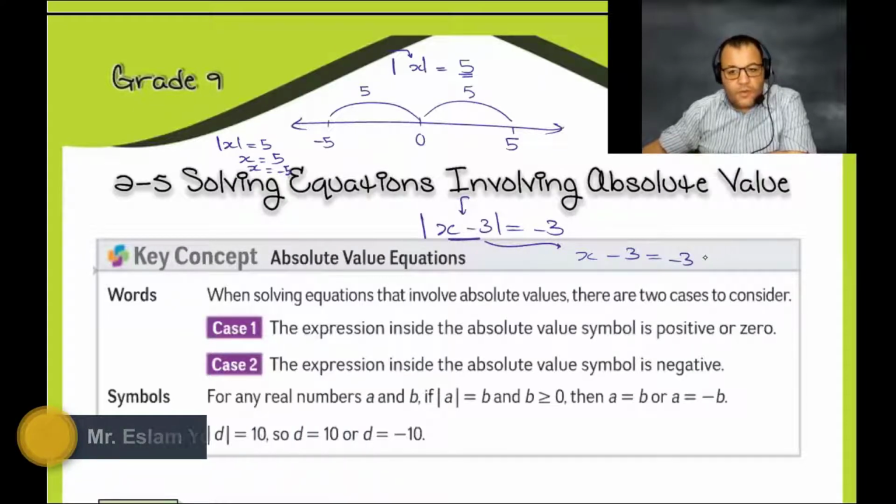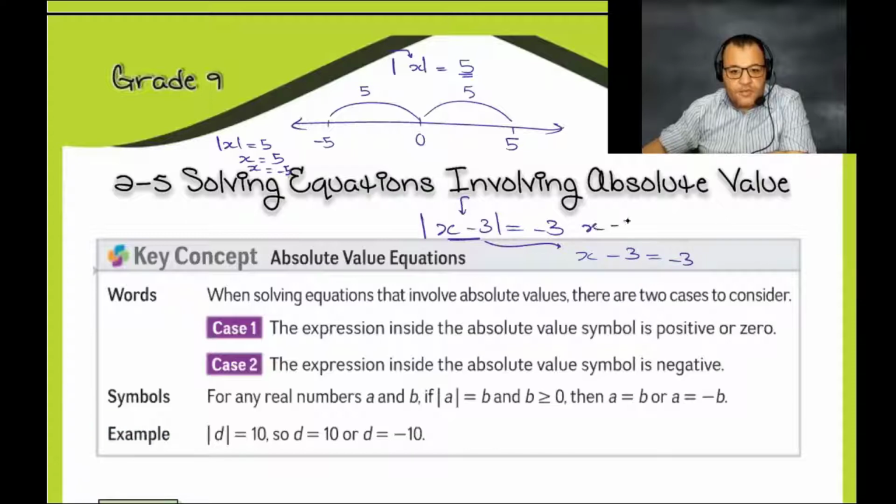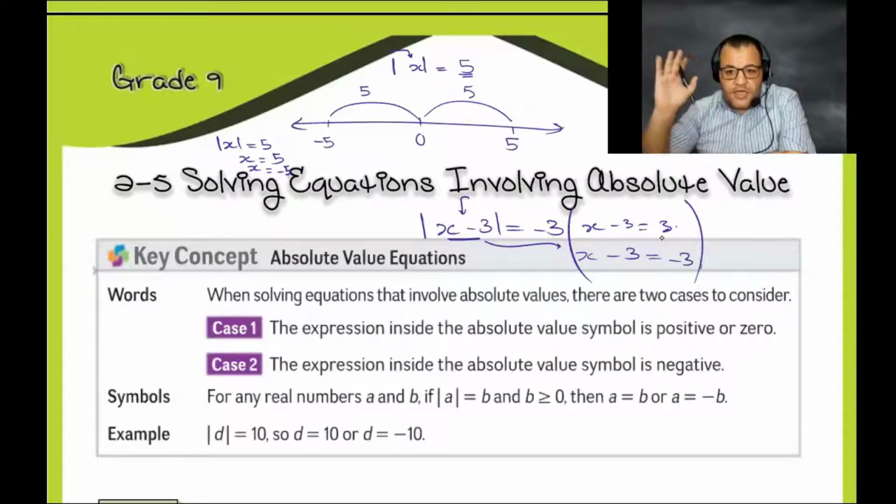x minus 3 equals 3, and the other one is x minus 3 equals negative 3. One of them 3, one of them negative 3, or 3 only, or negative 3 only? They're both. So x minus 3 equals 3, x minus 3 equals negative 3. Both of them, that's what I'm saying now. Do you agree?